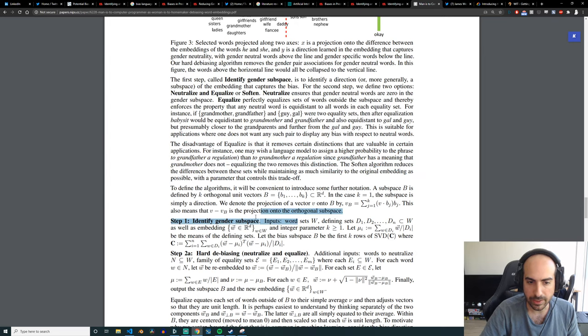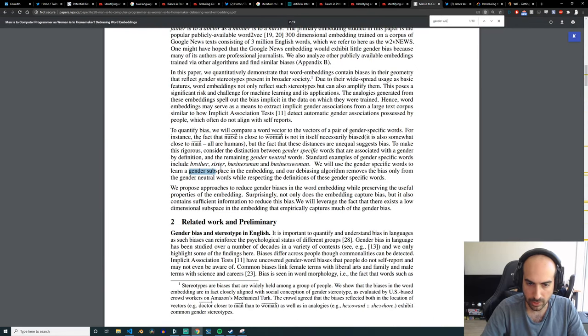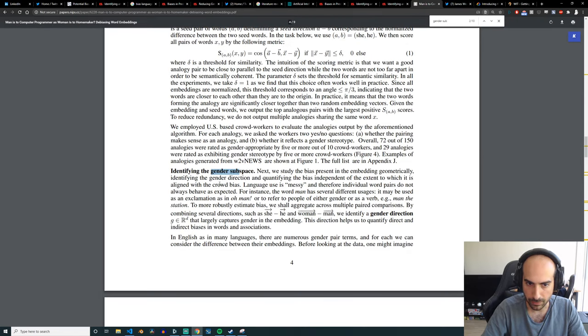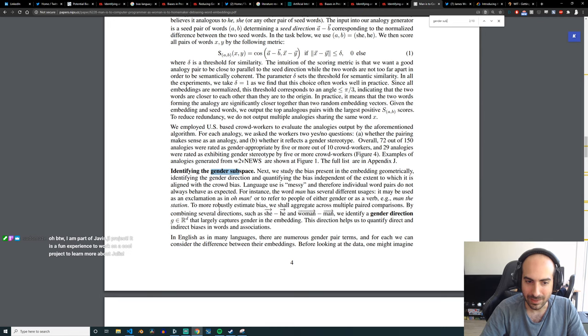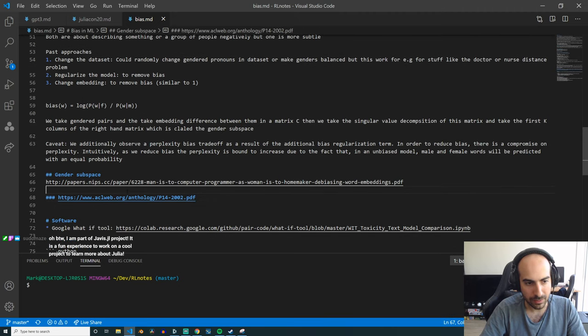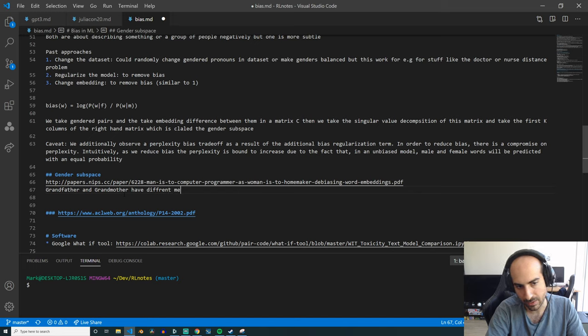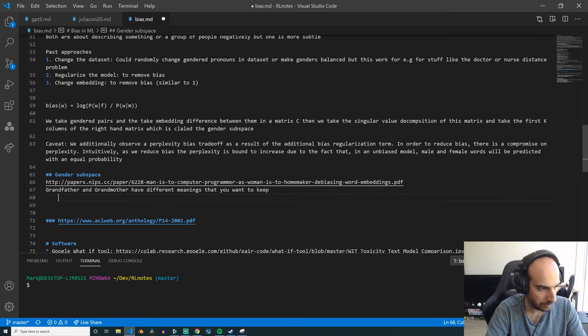All right, and then they identify the gender subspace. Let's see the first time they say the word gender subspace. To learn a gender subspace, our debiasing algorithm removes the bias only from the gender-neutral words, while respecting the definition of these gender-specific words. Man, the station. Yeah, it's interesting, I didn't think of man being a verb. Okay, wait, there's a couple of things here. Grandfather and grandmother have different meanings. Do you want to keep?